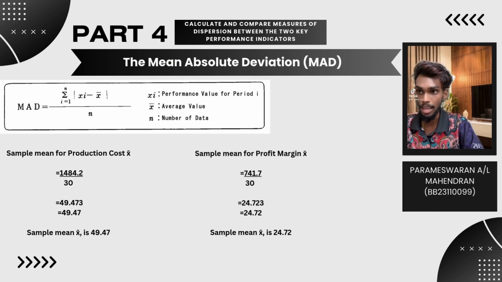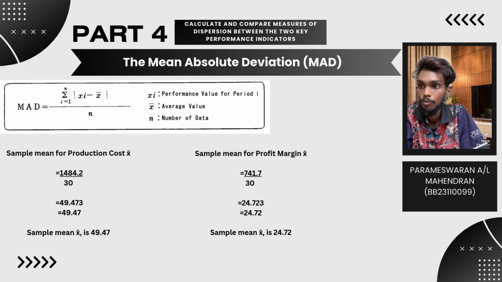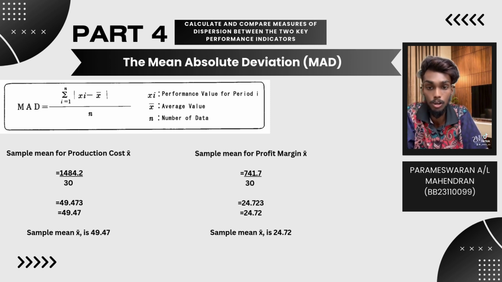Moving to the next, we have to calculate the mean absolute deviation. The formula that I already gave is in this slide. Before we calculate the MAD, we have to calculate the mean for both production cost and profit margin. So the mean for production cost is 1484.2 divided by 30. So the answer is 49.47. So this is the mean value for the production cost.